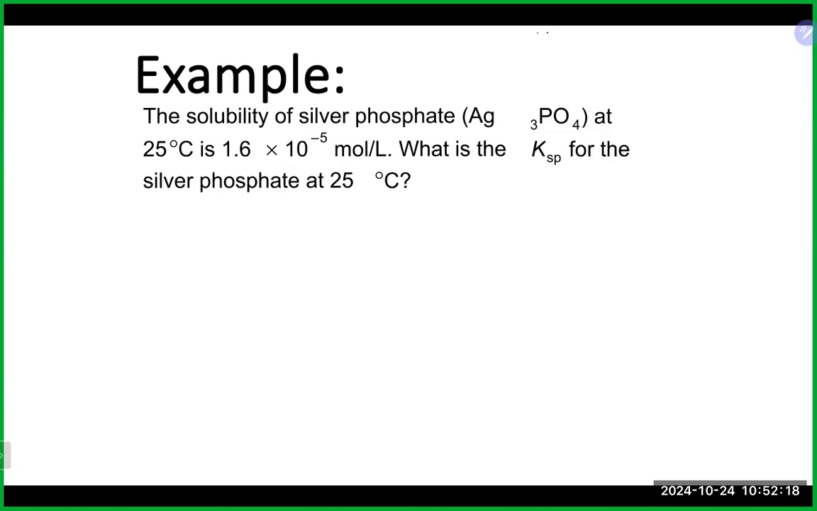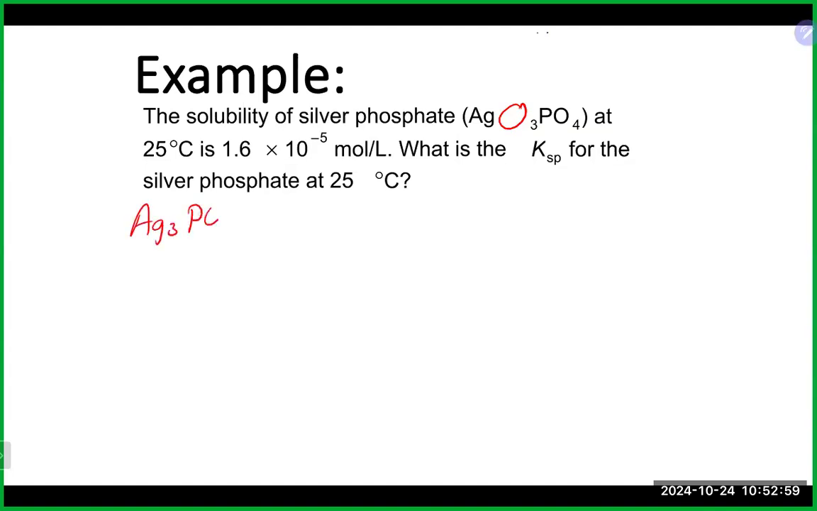We're looking for the Ksp of silver phosphate, which is Ag3PO4, at 25 degrees, and the solubility is 1.6 times 10 to the minus 5. We're actually looking for what the Ksp is here. So if we were going to do this, we technically wouldn't necessarily need to do an ice table per se, but I'm going to do an ice table to show you how it will probably be beneficial for you to do it.